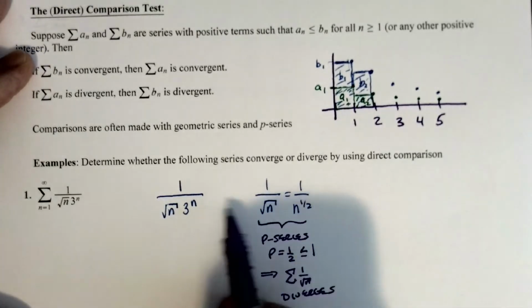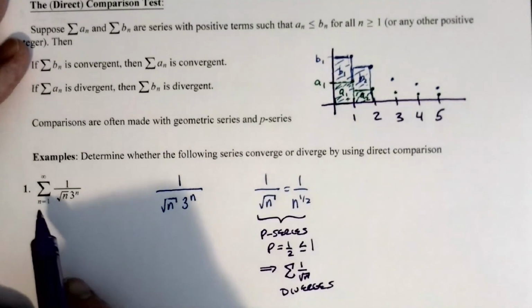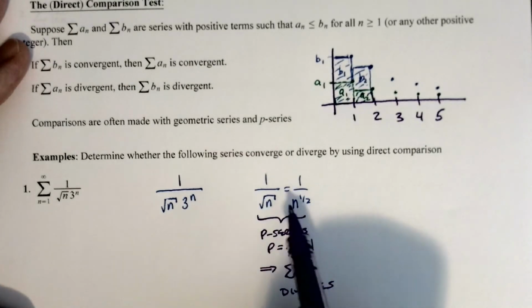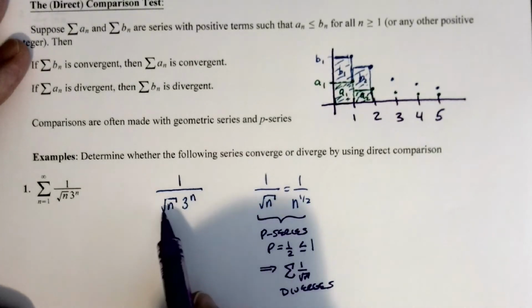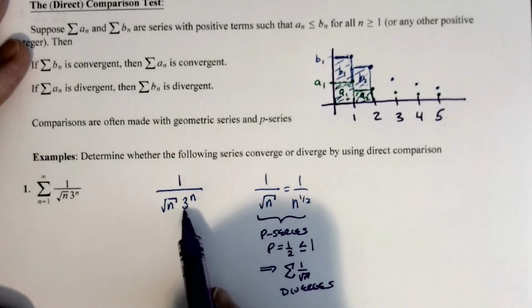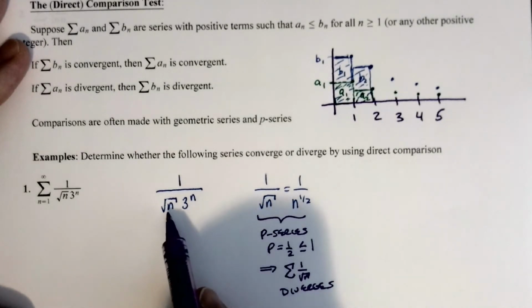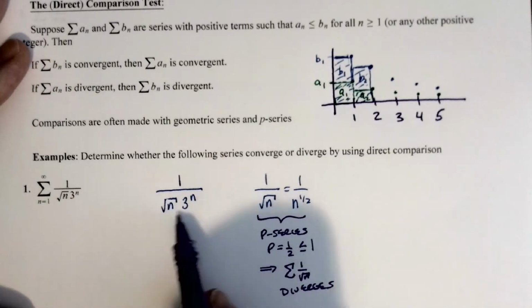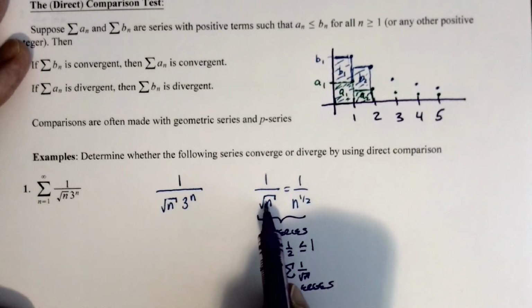Now, what's the inequality between these for values of n equal 1 to infinity? So when n equals 1, n equals 2. Clearly, both fractions have the same square root of n in the denominator, but this one has an additional 3 to the n. For any value of n, this denominator compared to this denominator is always bigger. When n is 1, it's 3 to the first power, 3 times as big. When n is 2, it's 3 squared, 9 times as big. When n is 3, 3 cubed, 27 times as big.